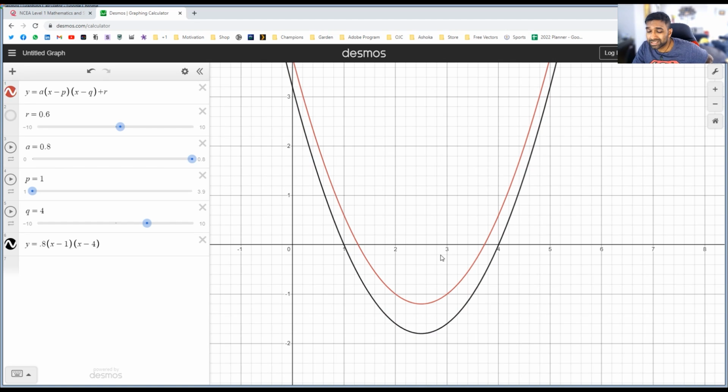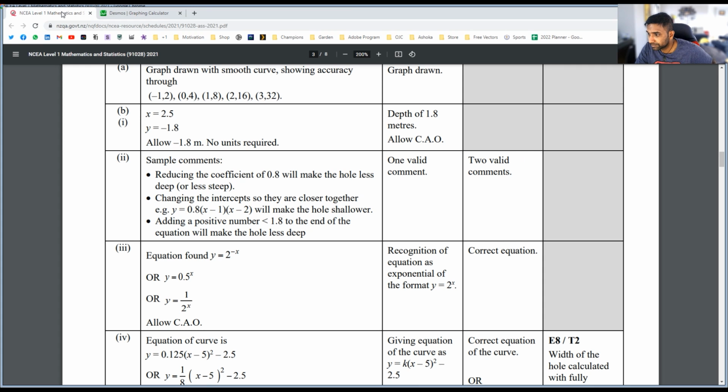So 3 points that we can talk about here. The first is changing the a value. Second is moving the gaps closer. And third is moving the entire graph up to the top there. And if you look at it, those are the 3 points that they talk about. One of them correct is going to get you an achieved. 2 valid comments is going to get you a merit. So my magic number is 3 to 4, which is always good for these types of questions.